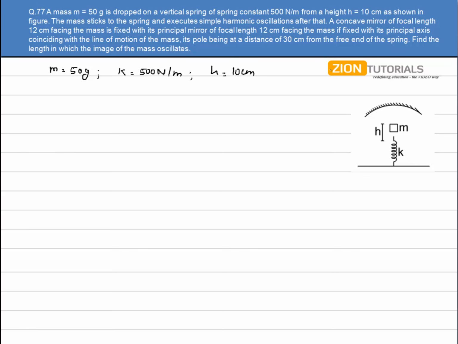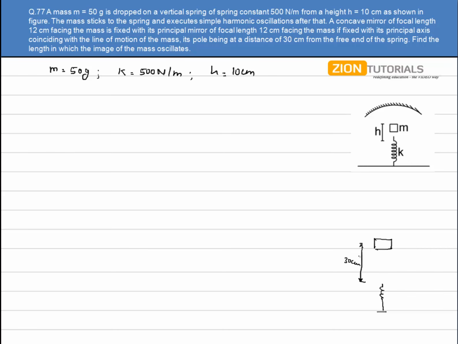Alright, now first thing we have to note that, let's say mass which is at a height of 30 cm from the free end. Let's say this is my free end of the spring. So this distance is given to me as 30 cm to the free end. Fine.